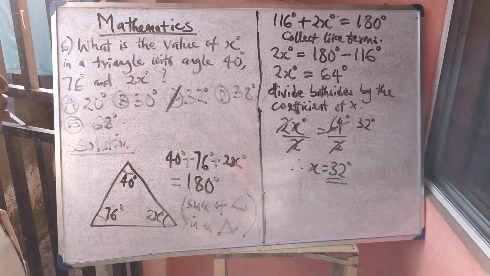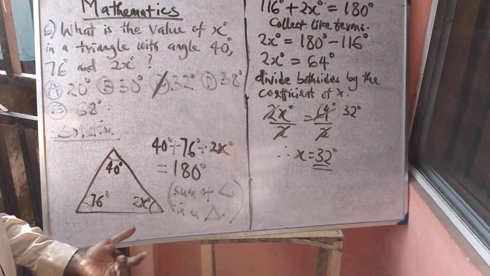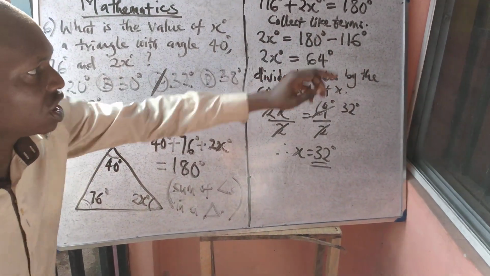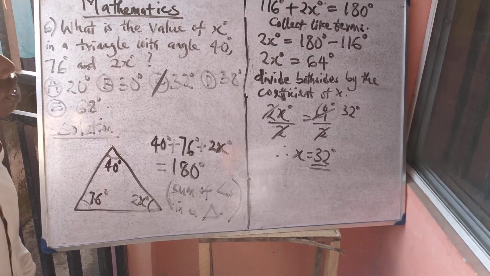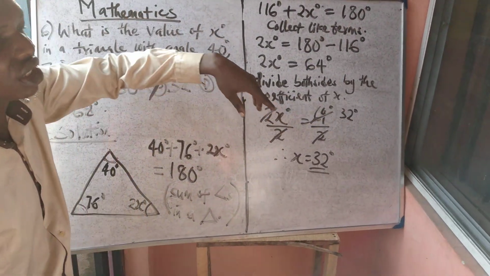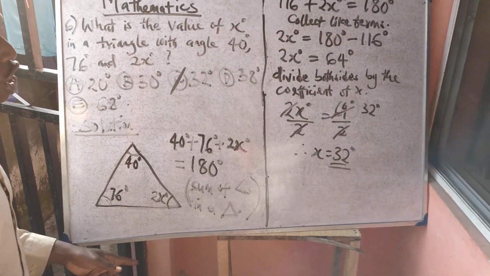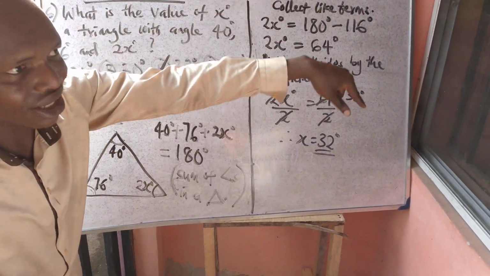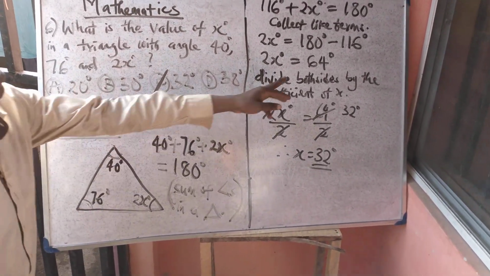Then we have to collect like terms. We added 40 and 76, and it gave us 116. So collecting like terms, this positive 116 crosses the equality sign and becomes negative 116. So 180 minus 116 equals 64 degrees. When a positive number crosses the equality sign to the other side, it becomes negative. Likewise, if it is negative and crosses the equality sign, it becomes positive. So 180 minus 116 gave us 64 degrees.